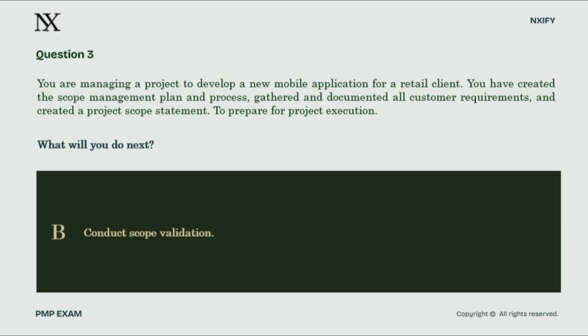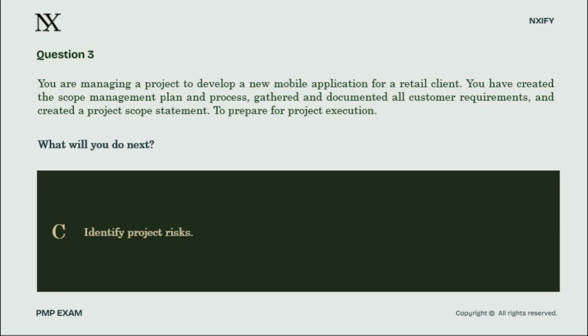Conducting scope validation right now would be like arriving at the ceremony before the work has even begun. Completely incorrect and confidently eliminated. Option C, identify project risks.